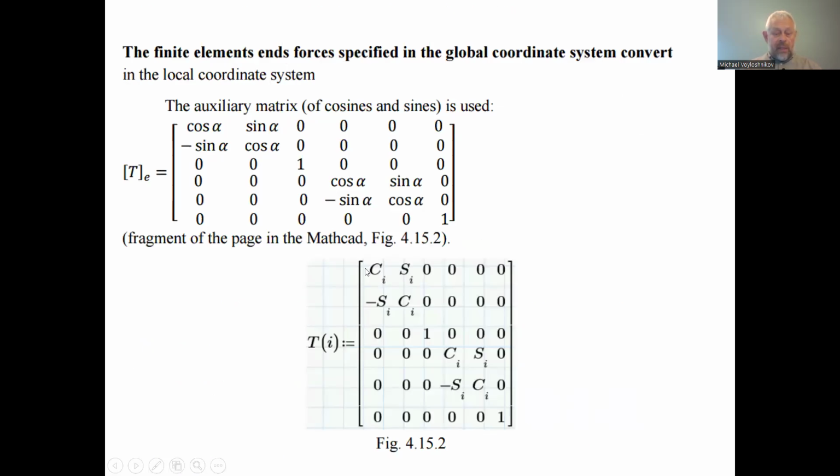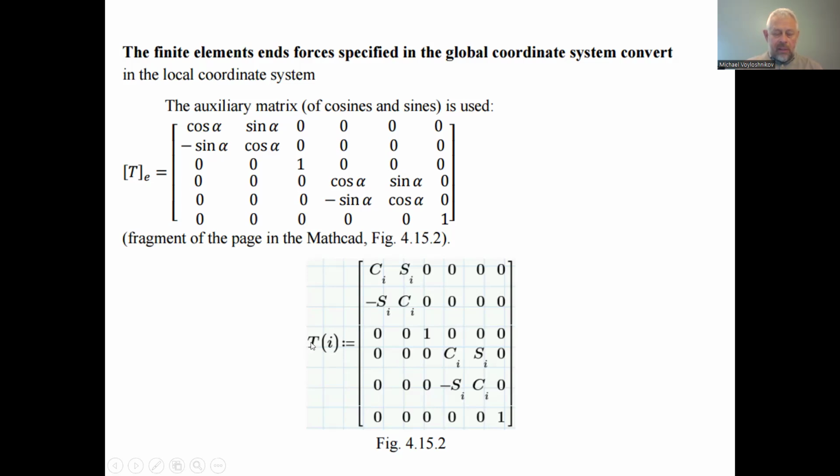This matrix, the final auxiliary cosine and sine matrix, is bigger than the previous two matrices because it has 6 elements in each row and 6 elements in each column, a 6 by 6 matrix, applied for the total rod, not for the beginning, not for the end, but for the total rod simultaneously. And we can set this matrix into the Mathcad page.